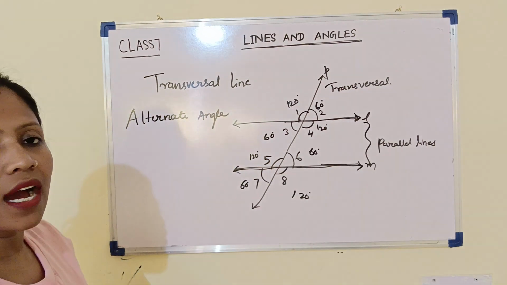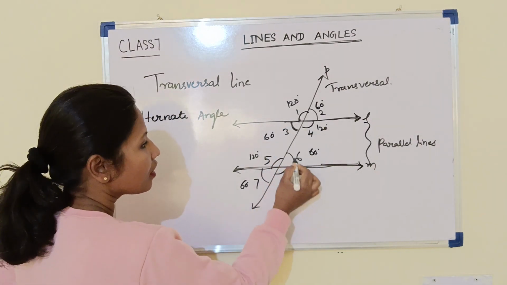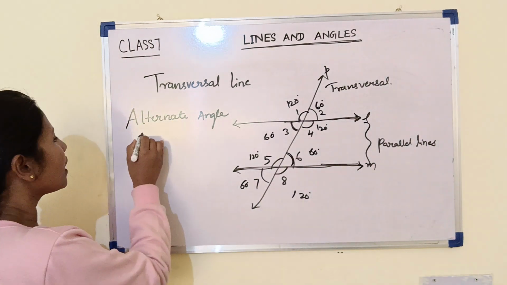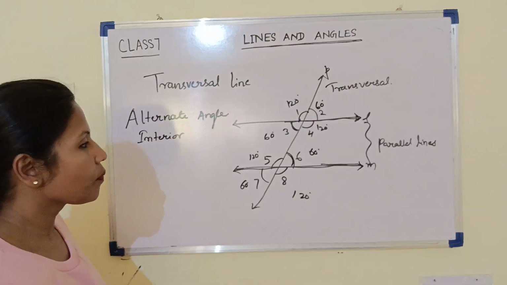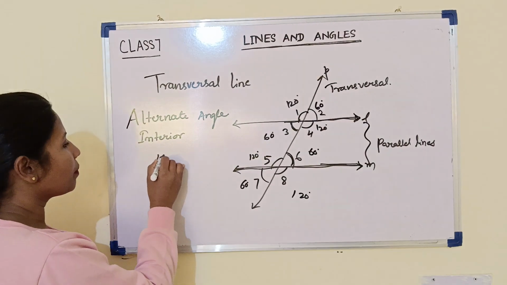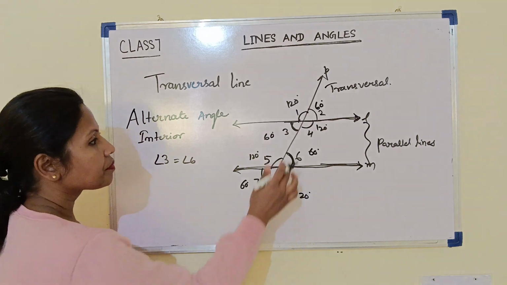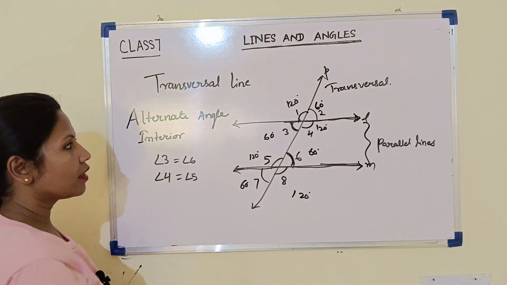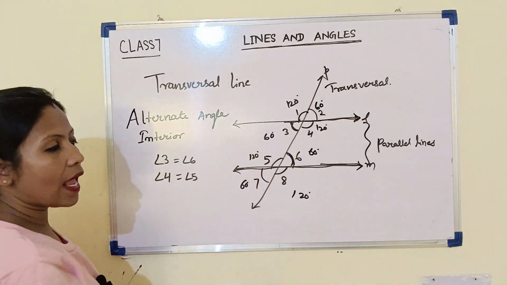So what is alternate angle? Alternate angle like this 3 and 6. In the alternate angles, one is interior, another is exterior. So I'll give you the pair of interior angles first. Angle 3 and angle 6 are alternate to each other. Please remember. This 3 and 6. Angle 4 and angle 5 are interior alternate angles and they are equal. You can say by these values also.